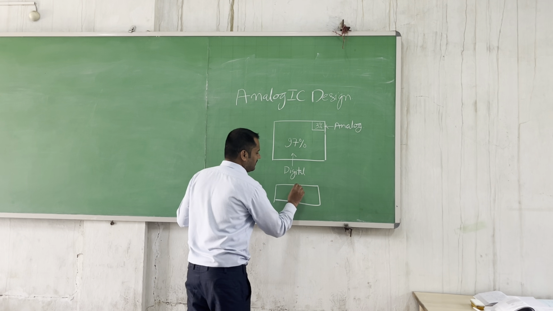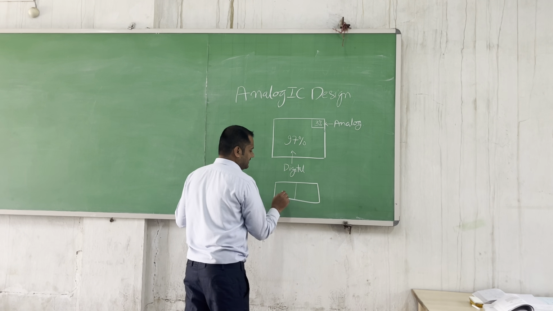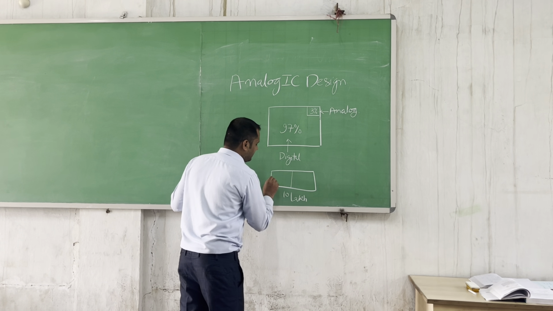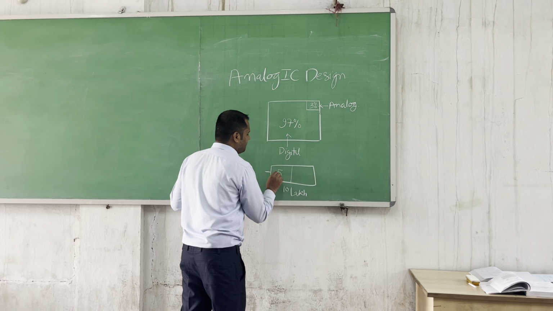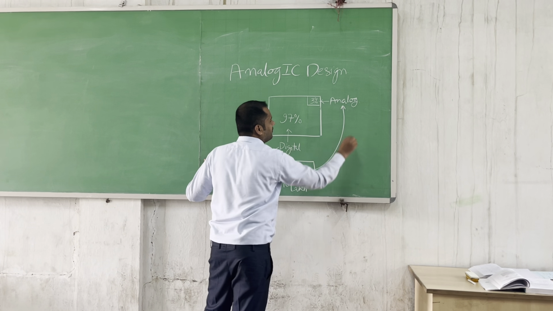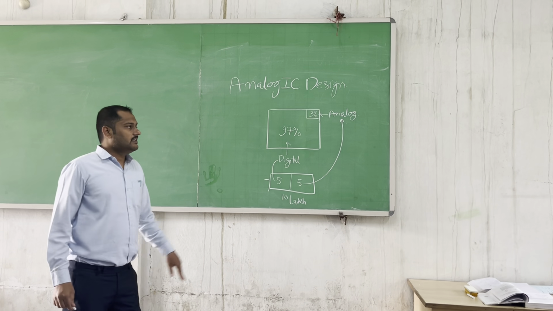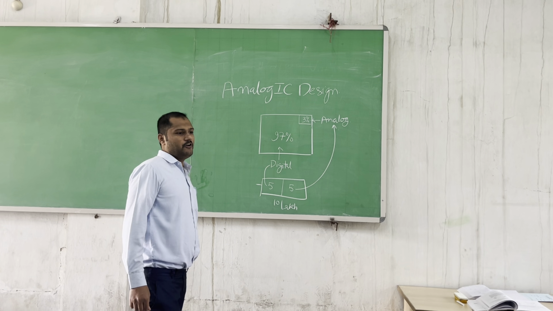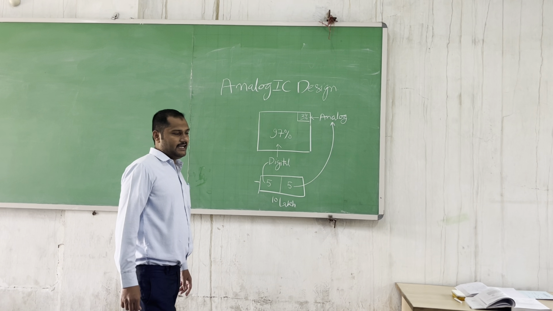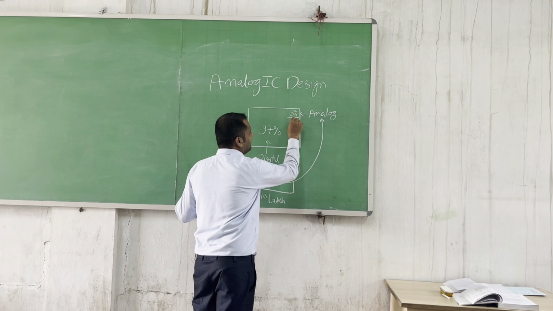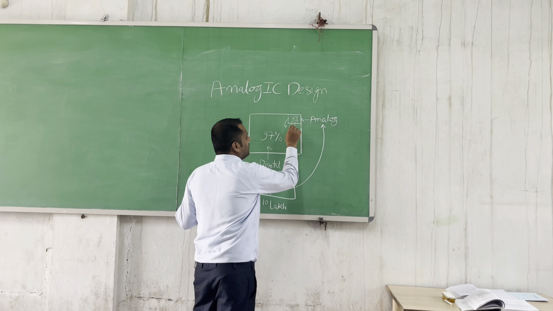if you have a 10 lakh budget for designing, 5 lakh will be spent on digital and 5 lakh will be spent on this 3% analog part. So this area is less, but its importance is very high. This 3% is deciding the overall performance.